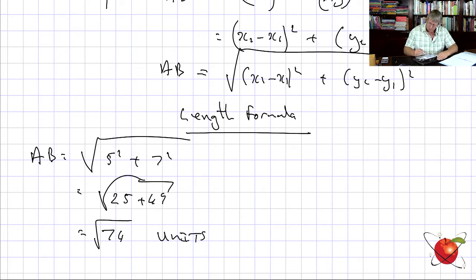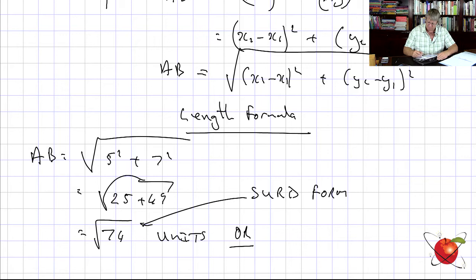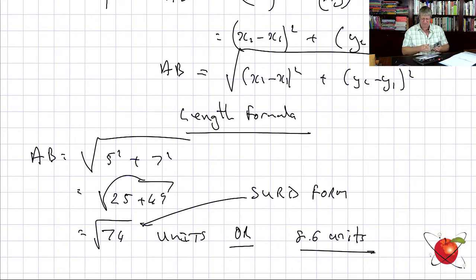Okay? And remember, that is if they tell you to leave it in the surd form. Or they could say, to 2 decimal places, it's going to be equal to 74 to the power of 0.5, which is 8.6 units long. Okay? 2 decimal places, 8.60. Okay, right. So we now know that we can derive it.